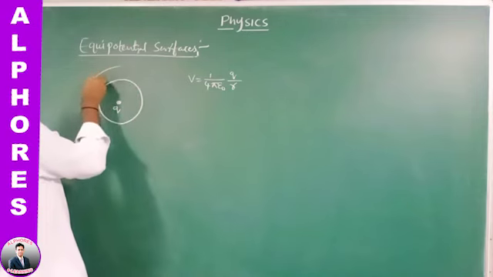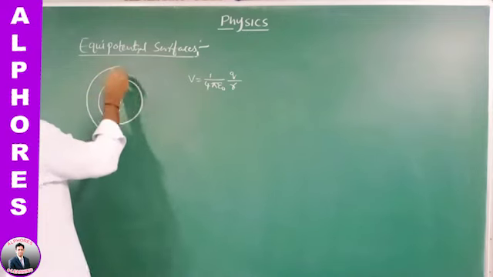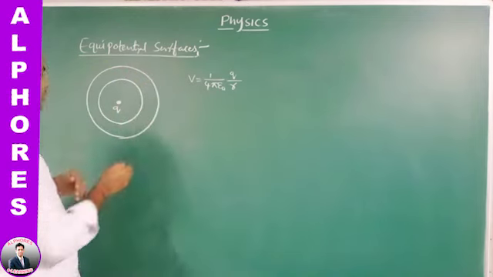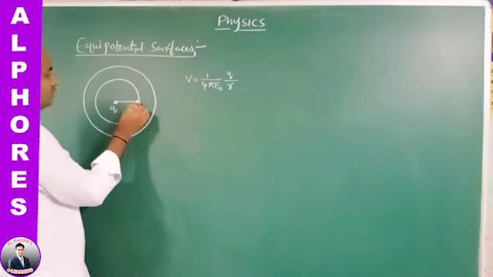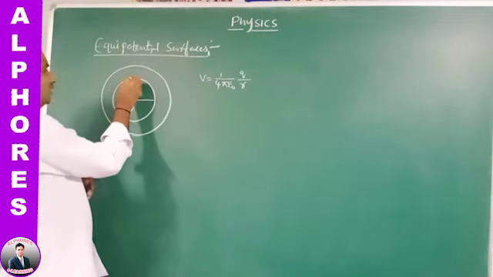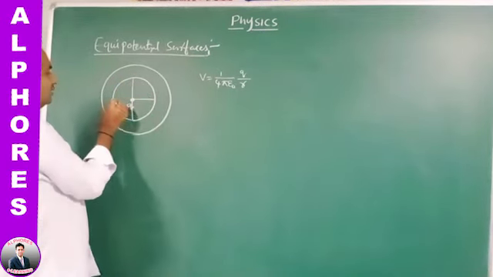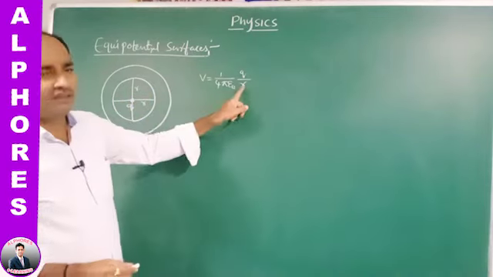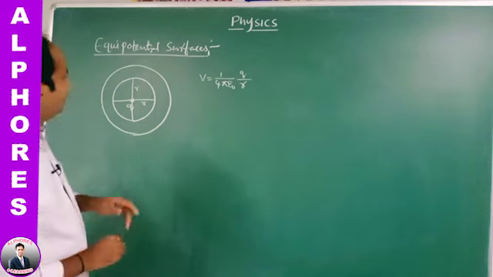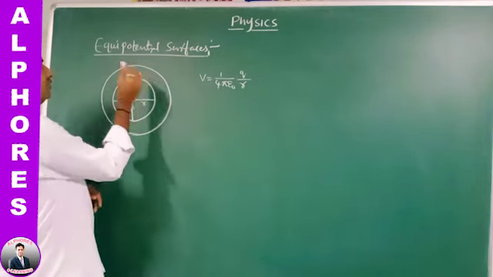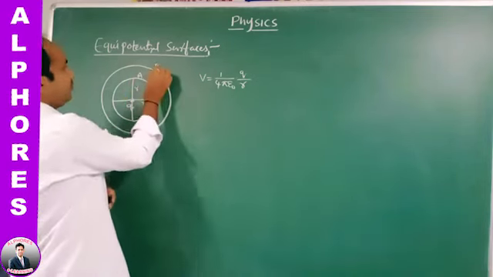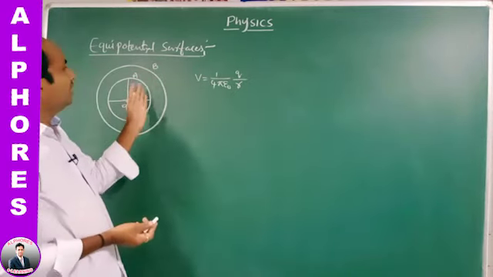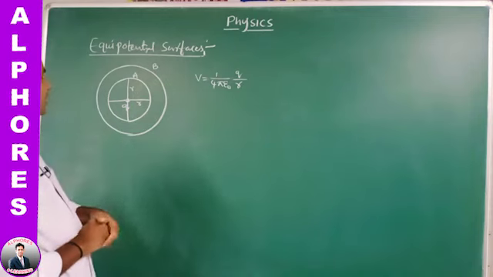concentric spheres are equipotential surfaces. For example, from this point charge you may take lines like this. These are all equal to the radius. If r is constant, then potential is also constant. Now A is one of the equipotential surfaces, and B is also another equipotential surface here. A, B are the equipotential surfaces.